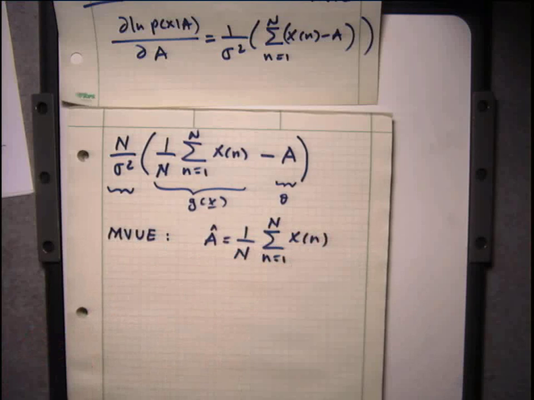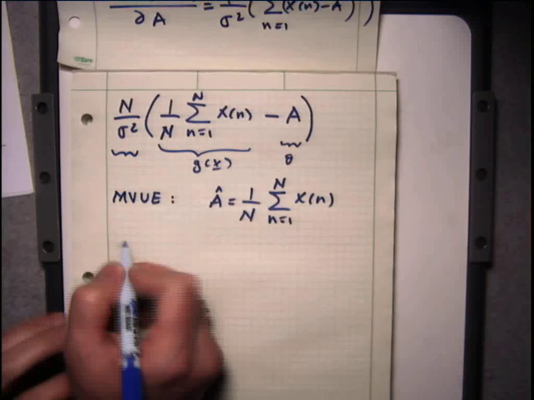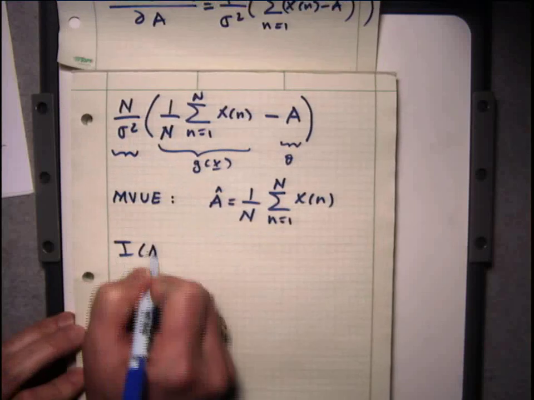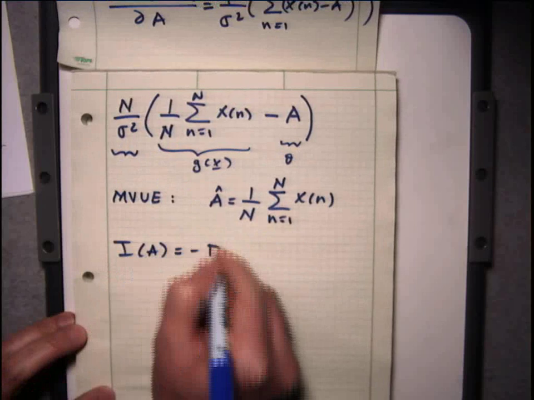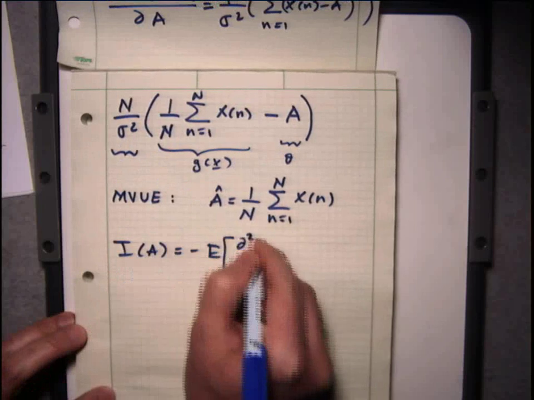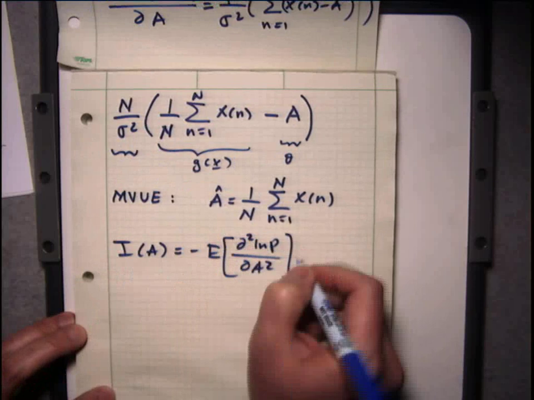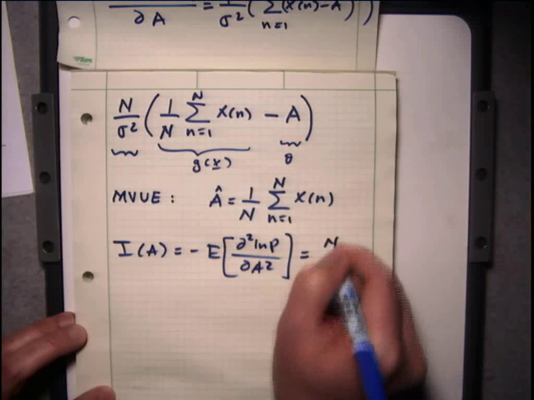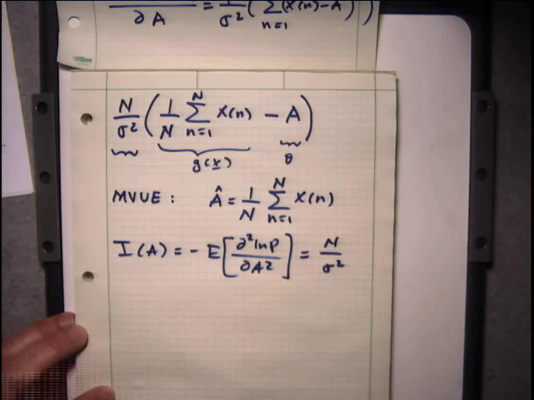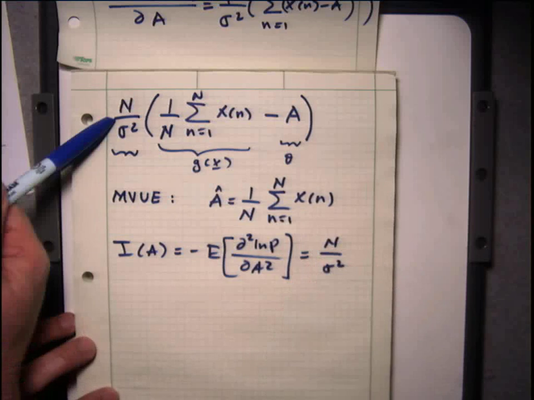Okay? And of course you can verify this if you like. If you in fact compute the Fisher information, you can take the second derivative, take the expected value of that, and what you get is n over sigma squared, which is exactly what we had here.